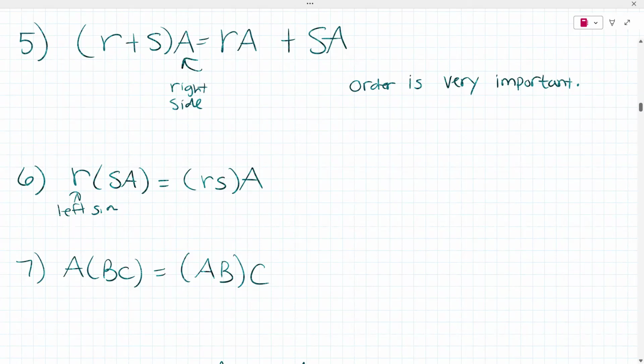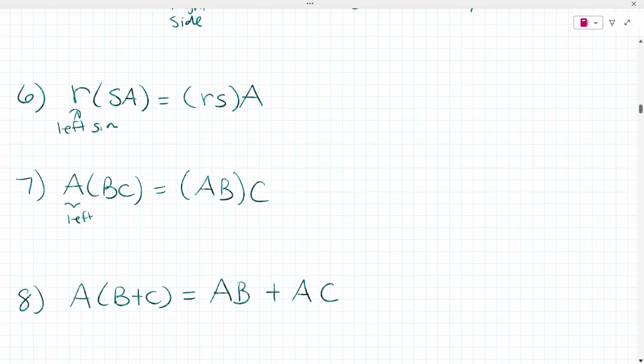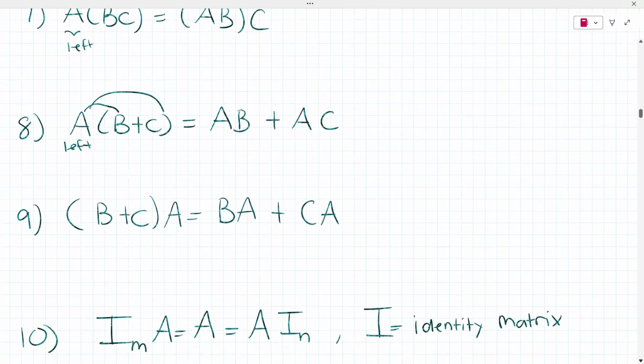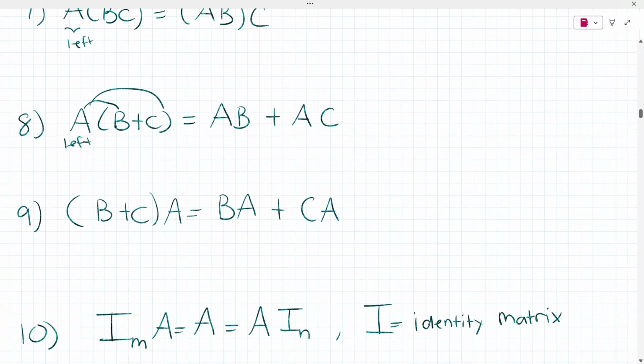And then 7, if you have A times B times C, the A is still on the left side, so the A must be on the left side as well. 8, let's say you have A times (B plus C). A is on the left side. So when you FOIL this out, this is AB plus AC. Rule 9, if you have parentheses (B plus C) times A, notice that the A is on the right side. So it would be expressed as BA plus CA.